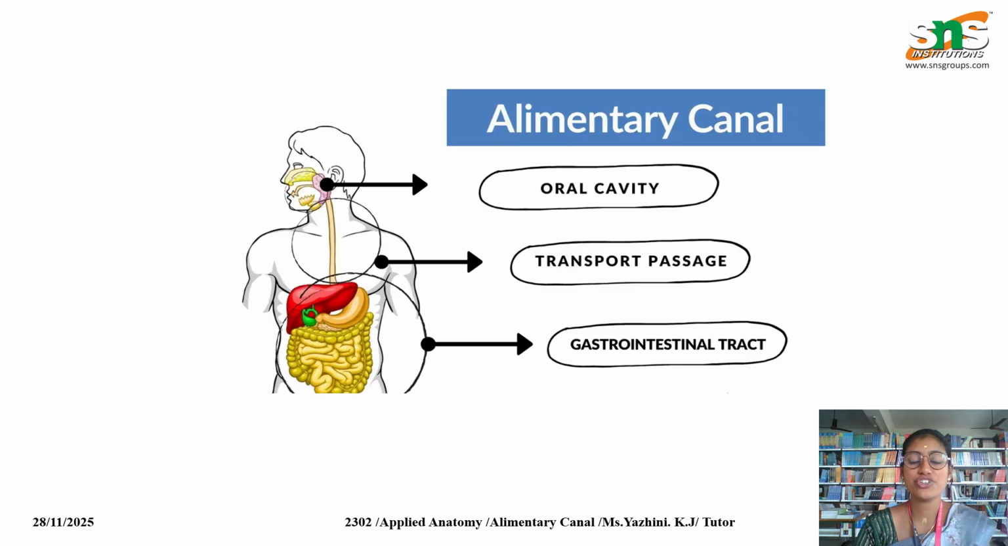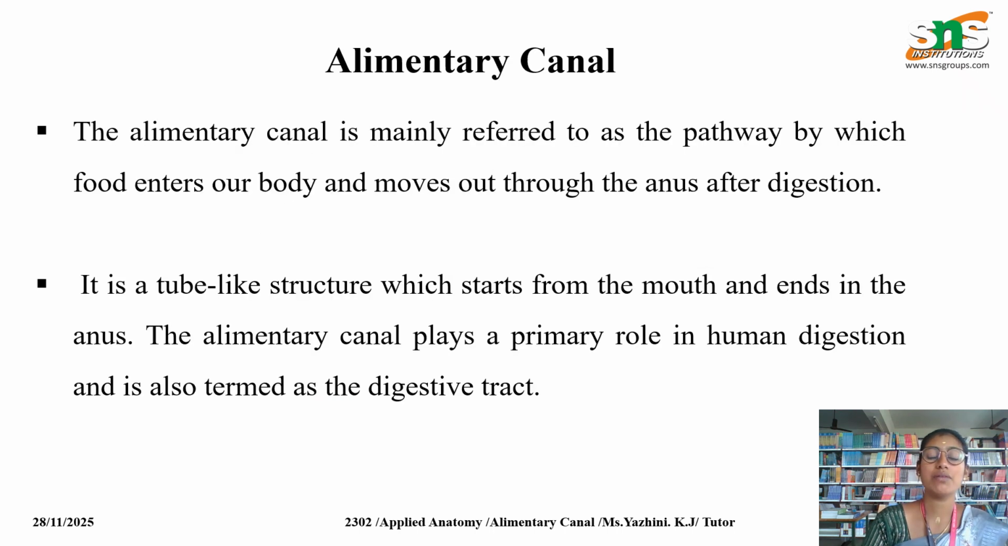The alimentary canal is the digestive tract. Imagine a 9-meter long tube in your body, starting from the mouth and ending at the anus. It is a highway for the food that enters as a meal, gets broken down by digestion, absorbs the nutrition, and exits as waste. It is a tube which starts from the mouth and ends in the anus. It plays a major role in human digestion, and hence it is termed the digestive tract.